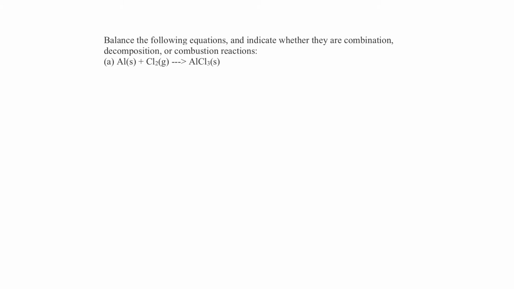All right, so first of all, what do we have here? We've got aluminum and chlorine coming together, those are your reactants. But on the right, you're going to have aluminum chloride. Can you see that is a combination? So I'll say that first. This is a combination reaction, and now they're asking us to balance it.